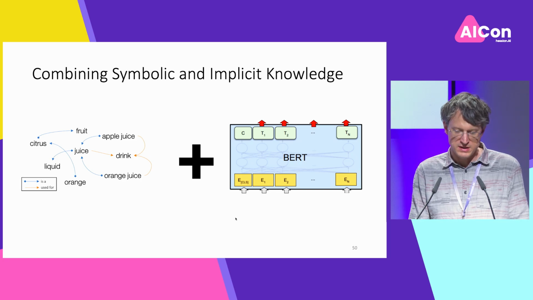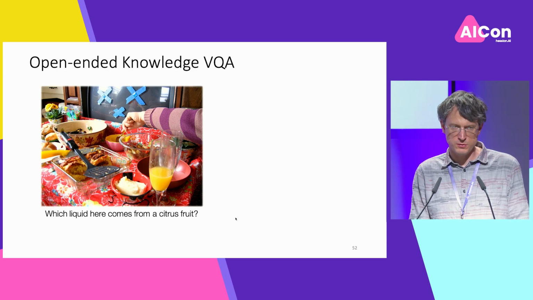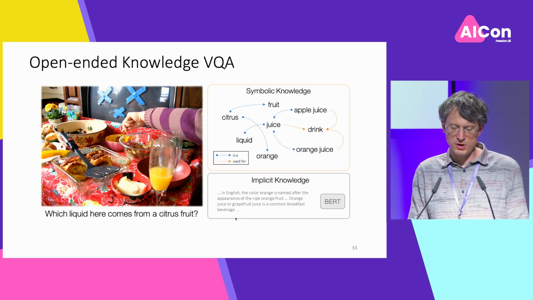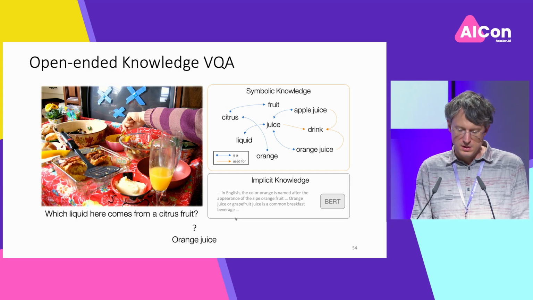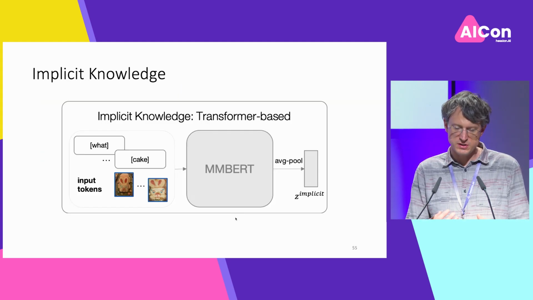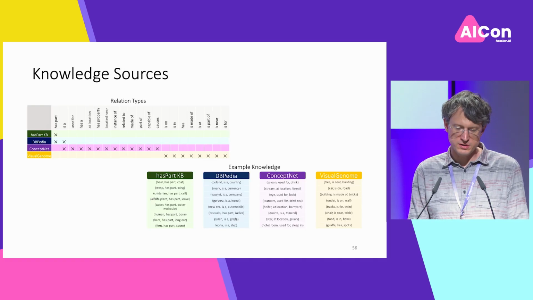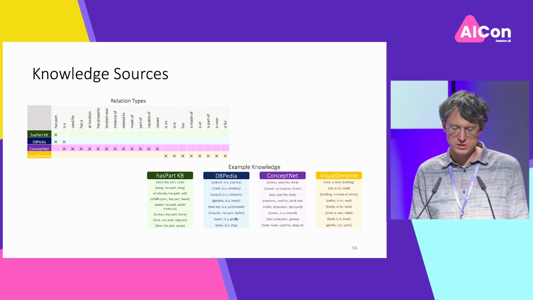We applied this idea to open-ended visual question answering, like here: which liquid here comes from a citrus fruit? The model uses both symbolic and implicit knowledge to answer such questions, and in this case, it correctly answers orange juice. So implicit knowledge, as I mentioned, is a transformer-based multimodal BERT, so it actually already has some knowledge about images and is pre-trained. And then we use diverse knowledge sources, which have different relation types, which you can see here on the slide.